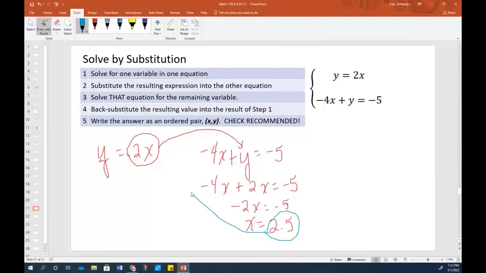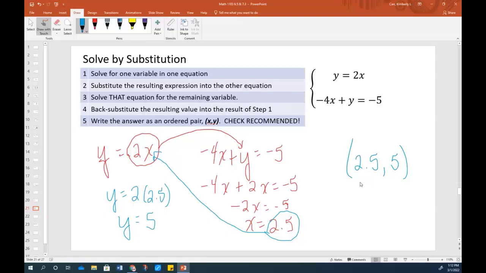We take that result back to where we were and say y equals 2 times 2.5. Solve that, so we have y equals 5. So the last step, write the answer as an ordered pair x, y. So 2.5, comma, 5. Now it says check recommended. I'm just going to mark that off because this is the exact same problem I worked on the previous screen.